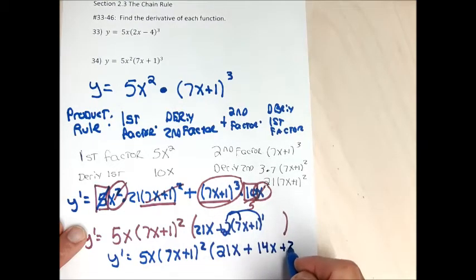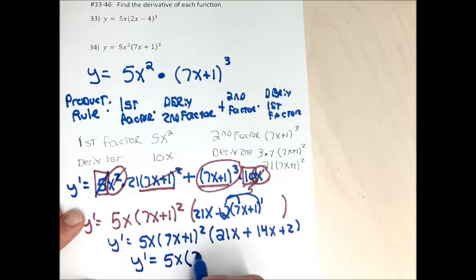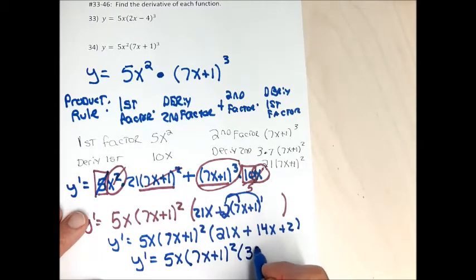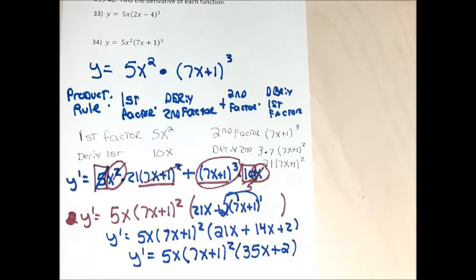2. And so probably for a best answer for problem 34, I'd say the derivative is 5x times 7x plus 1 squared, and then 21 and 14 is 35. Leave the x, and then keep the 2 at the end. I wouldn't go any further. I suppose you could multiply things down a bit more, but I probably wouldn't go more than that.